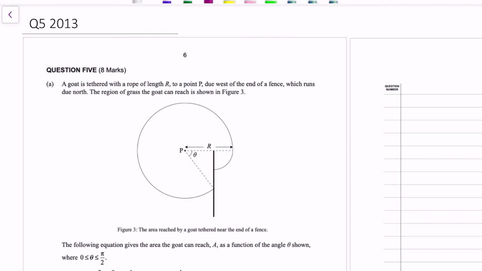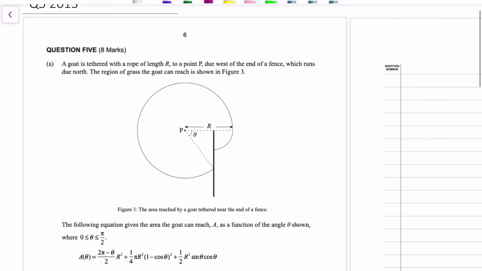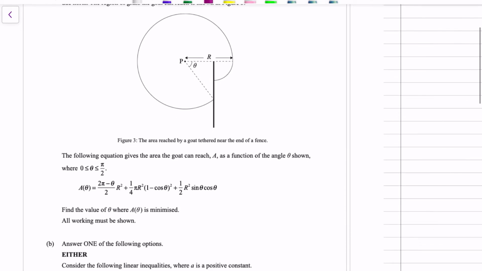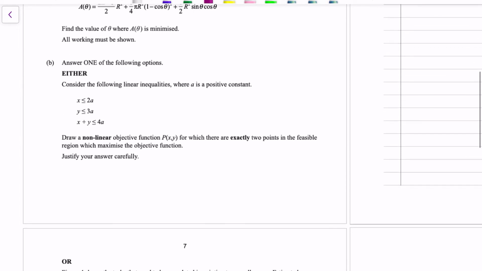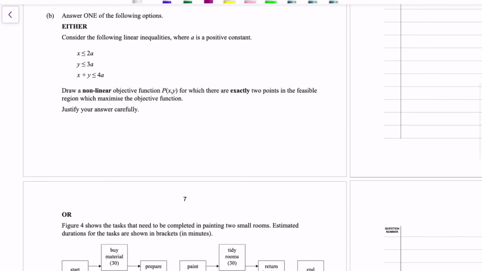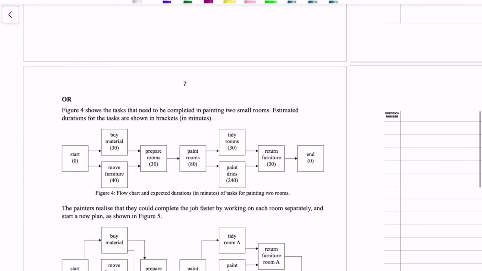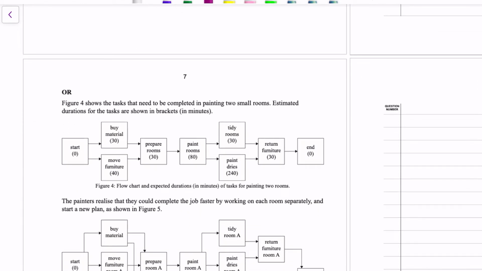Good and welcome to this video on question 5 of the 2013 Scholl Calc exam. This question here had an optional component to it. Part A was compulsory, involving a tethered goat. I'm going to look forward to making the thumbnail for this one. But part B had an either or option, either a linear programming question, which is quite short, or a critical path question, which is also quite short.